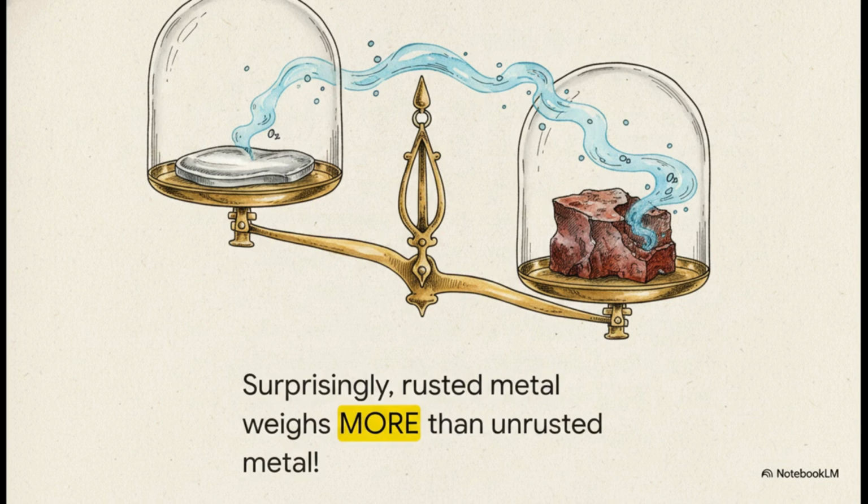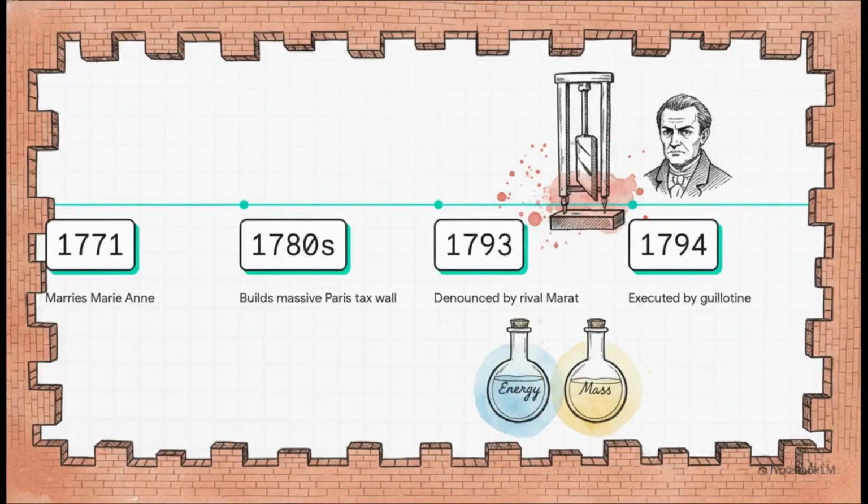The total weight of the sealed room never changed. He proved the conservation of mass. Physical matter simply recombines. It is never truly destroyed. Tragically, Lavoisier's absolute obsession with accounting and building a massive tax wall around Paris made him a major target during the French Revolution. In 1794, he was executed by guillotine, denounced by a vengeful rival named Jean-Paul Marat. But Lavoisier's incredible legacy, the theory of the conservation of mass, survived.